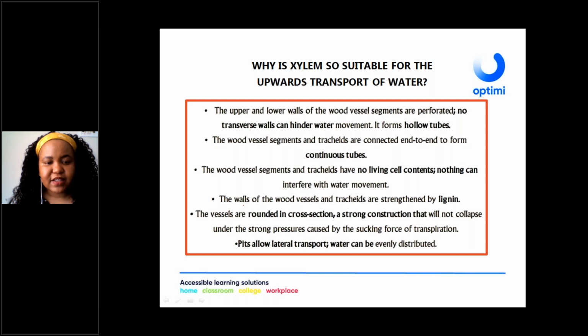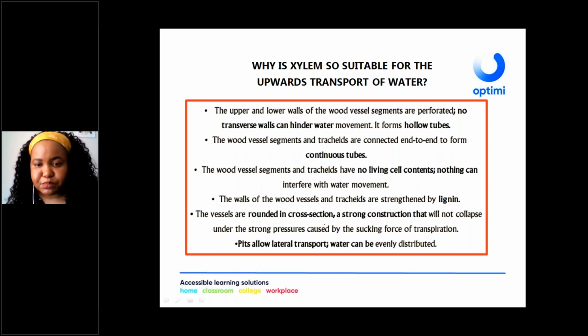Again, the walls of the wood vessels and tracheids are strengthened by lignin. Okay, otherwise they will collapse. Without this lignin, they will collapse. Again, the vessels are rounded in cross section. And this is a strong construction that makes sure that they do not collapse under the strong pressures caused by the sucking force of transpiration.